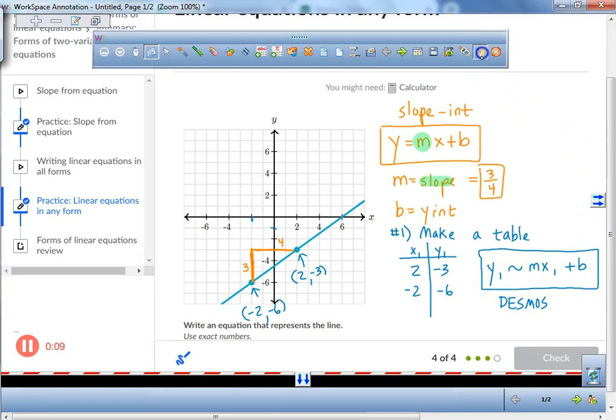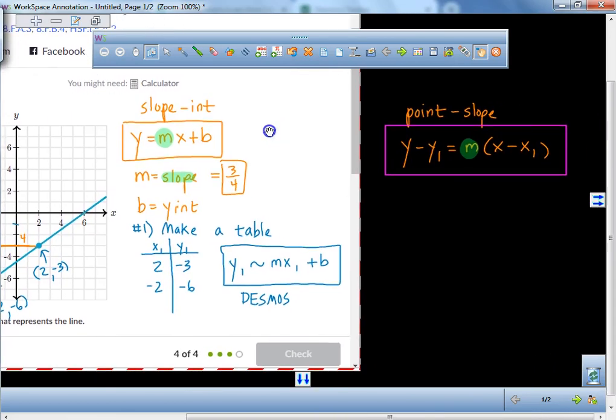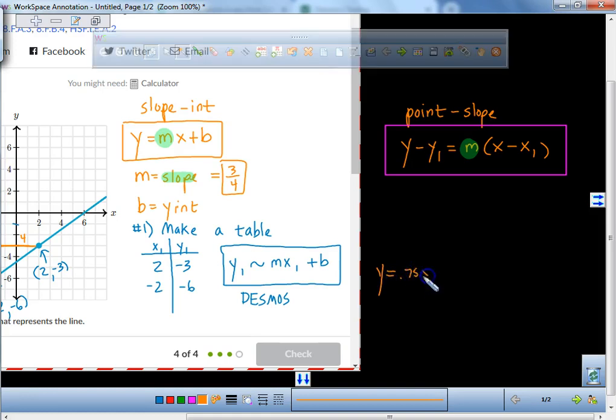Remember how I told you guys there's more than one way to type it in? So right now I'm going to rewrite our answer choices. One answer choice that would work is 0.75x minus 4.5. The other answer choice that would work is 3/4 x minus 9/2.